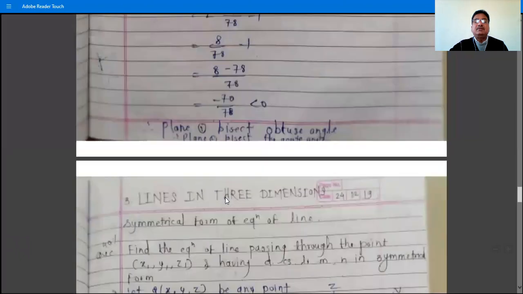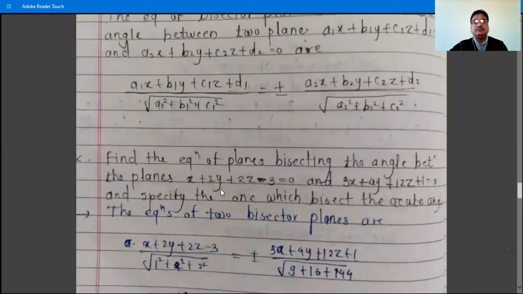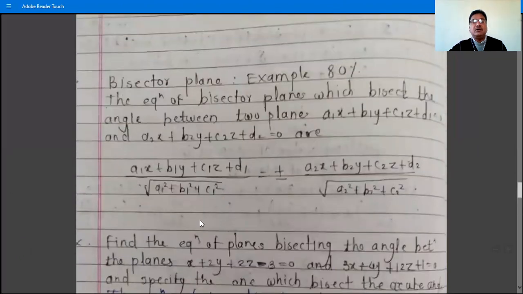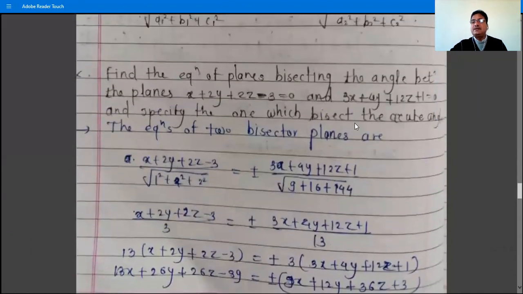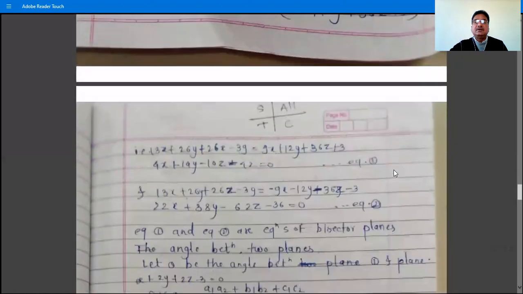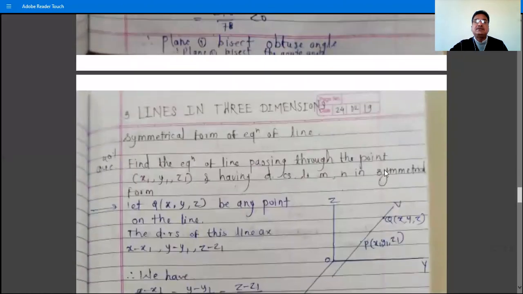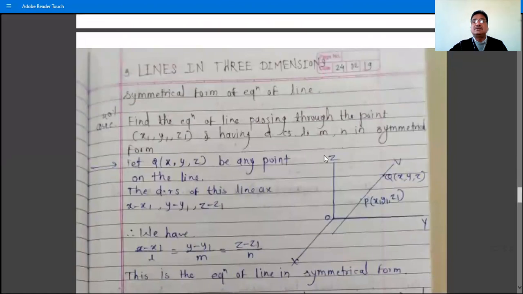So these examples are also important: find the equation of bisector planes and specify the one which bisects the acute angle or obtuse angle. So the next topic is lines in 3 dimensions. We will see the next topic in the next lecture.